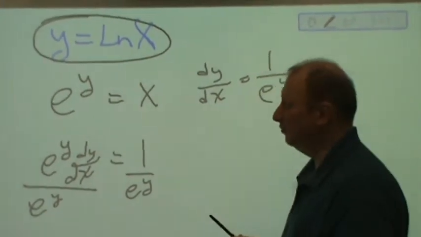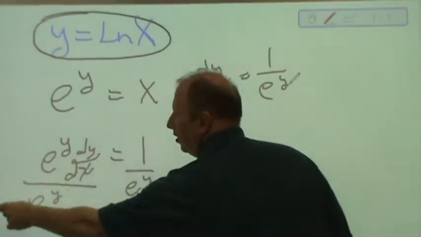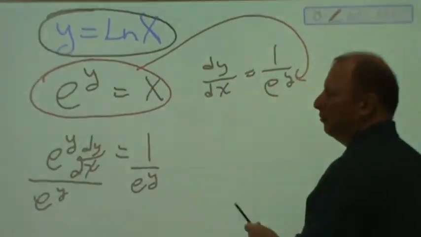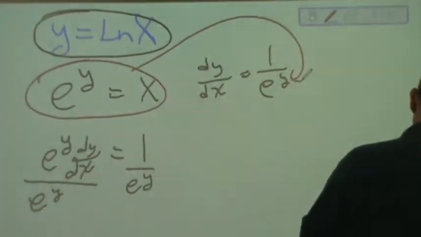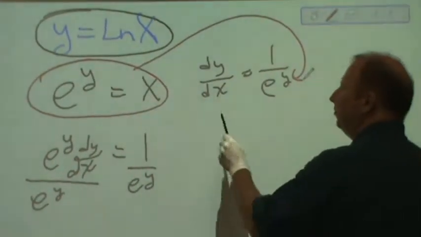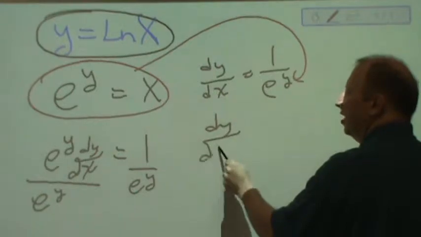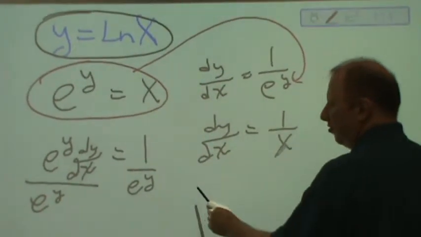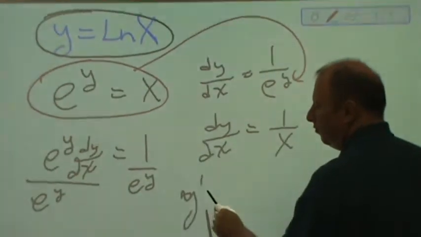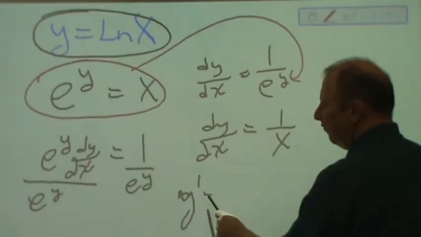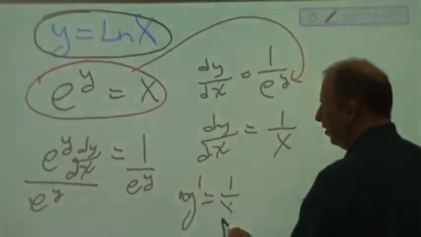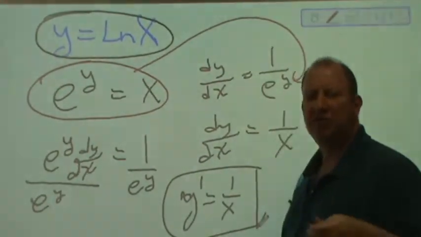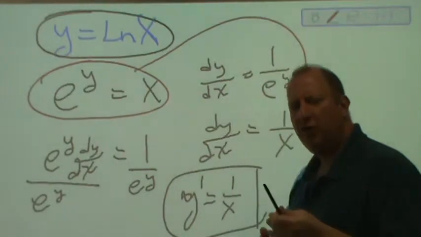But wait a second. Let's look at what e to the y is. By substitution, we turn around and we say dy dx is equal to 1 over x. So y prime, the derivative of natural log of x, is equal to 1 over x. We're finished. With that, let's do one or two simple examples, and we're going to incorporate the chain rule.